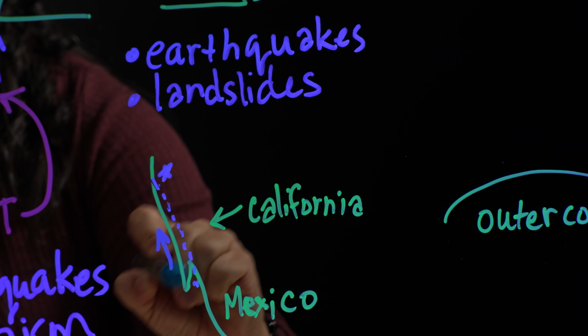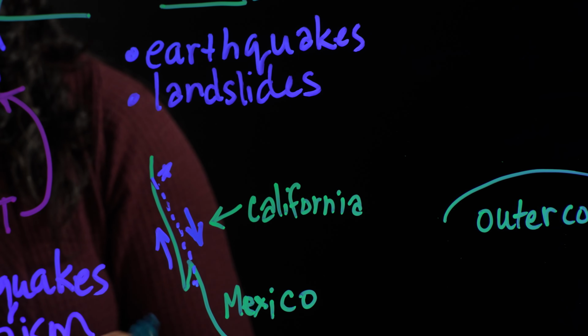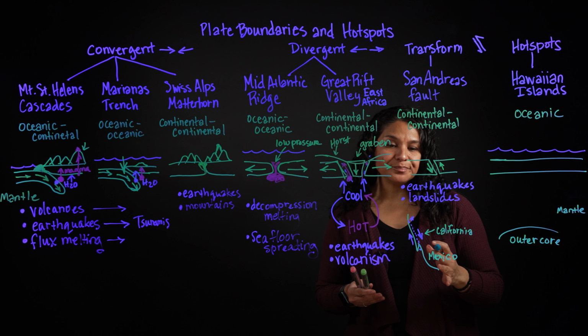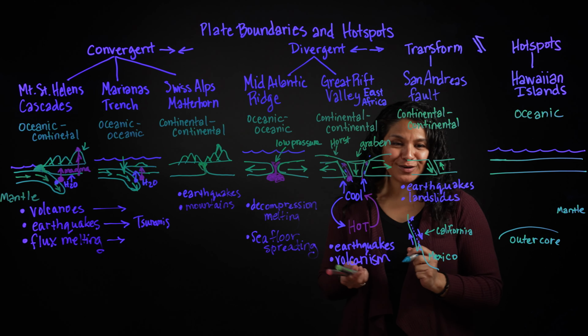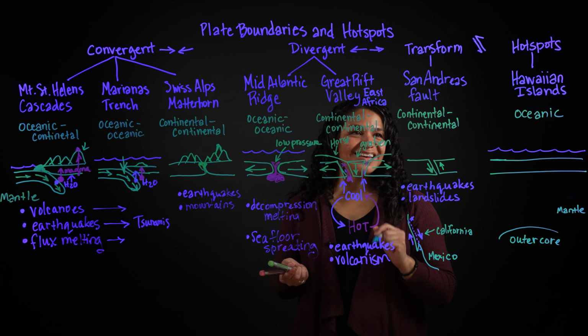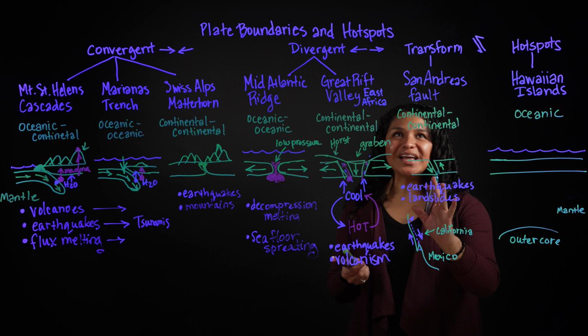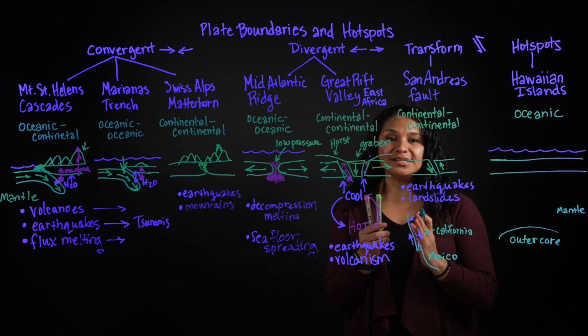This part is moving up, that part's moving down, and I've heard that Los Angeles is going to be next to San Francisco eventually in the future, which could really reduce the commute time for a lot of Californians. That might be a benefit, but I think that's way in the future. So that's a transform boundary in the San Andreas Fault, a continental boundary.